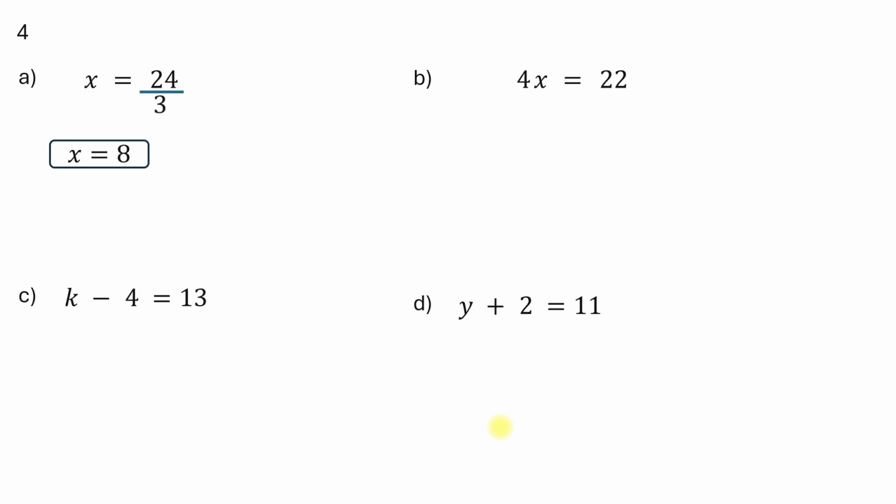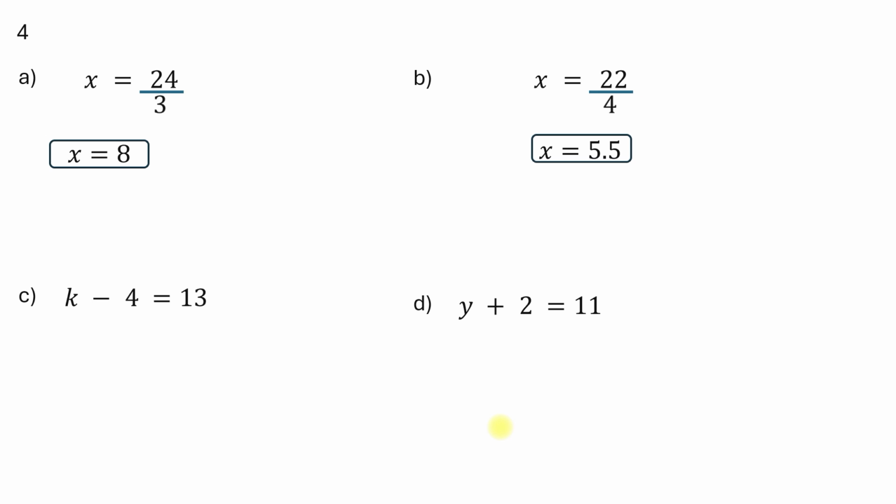Question B, 4x equals 22. That 4 can just slide under the 22 like that. Therefore, x by itself equals 22 divided by 4, for a final answer of 5.5.